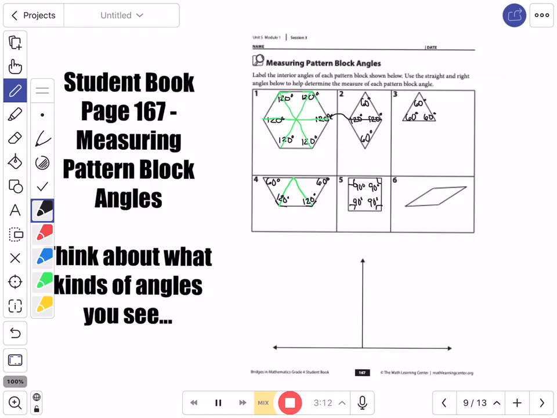Now, we already know that this one is really easy. So this is a square. It has square corners. This is 90 degrees. This is 90 degrees. This is 90 degrees. And this is 90 degrees. Okay, perfect. So that one was pretty easy.